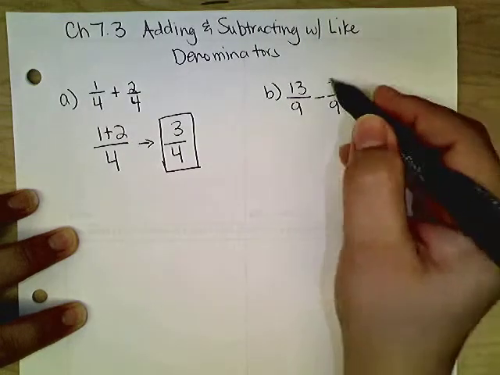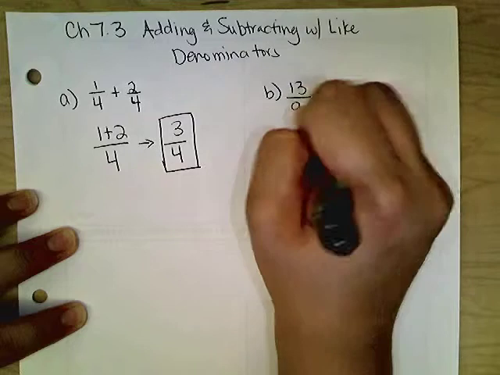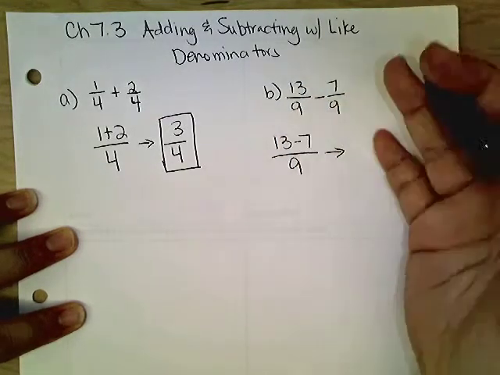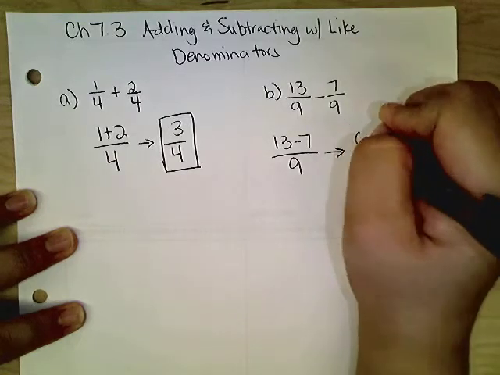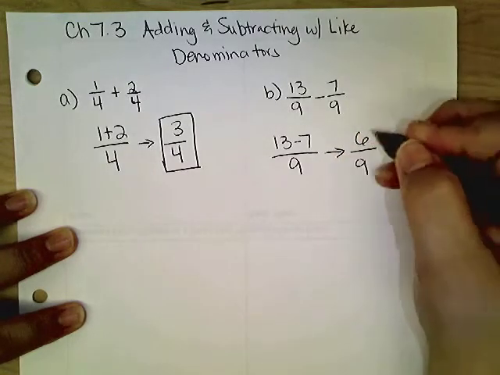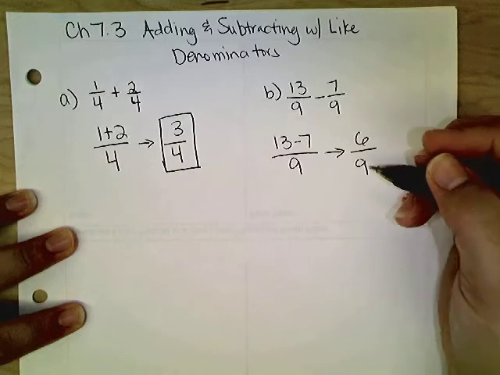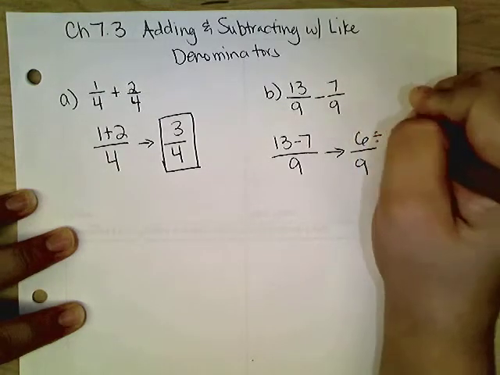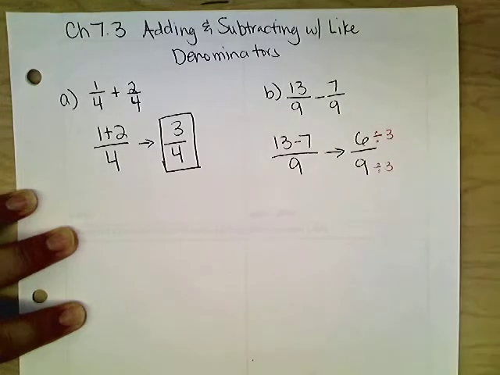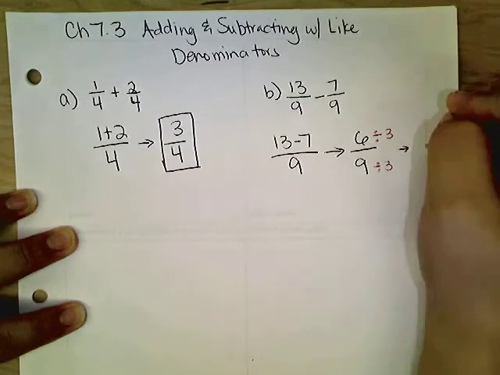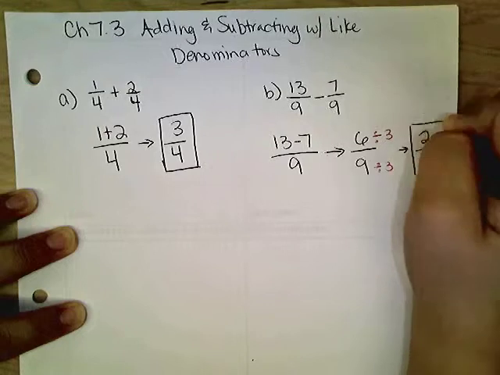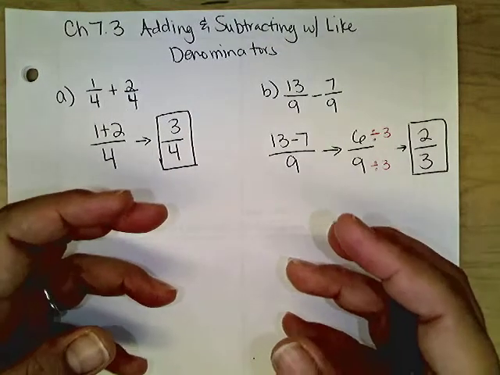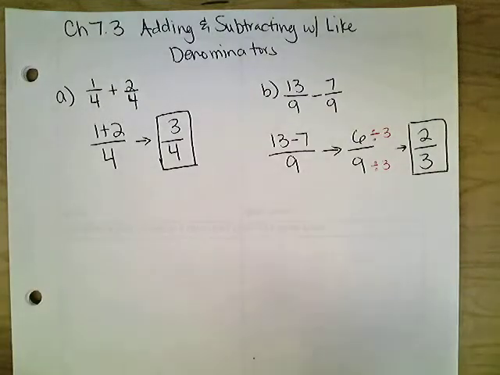We go ahead and first work with the numerators. 13 minus 7 over the common denominator of 9. We can combine it, right? So 13 minus 7 is 6 over 9. And again, once we have it written as a single fraction, now we want to see, can we simplify anything? Yes, we can reduce both the numerator and the denominator by 3 to become 2/3.